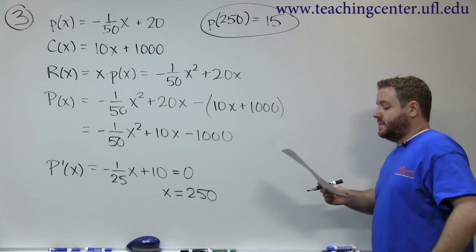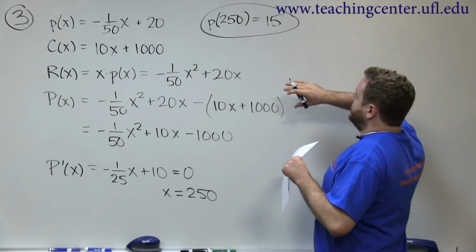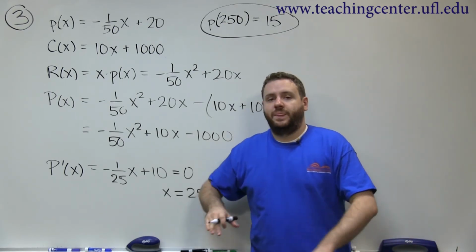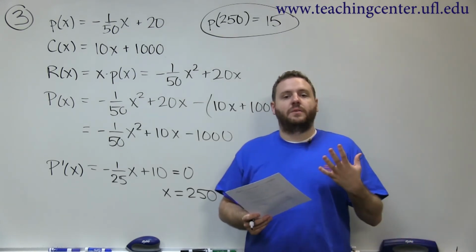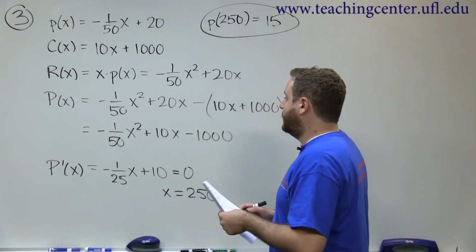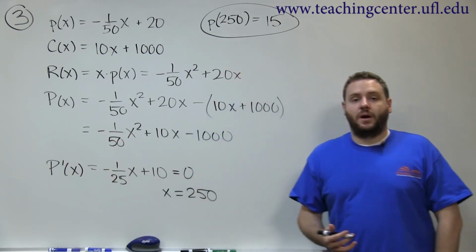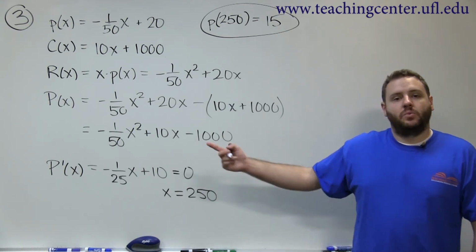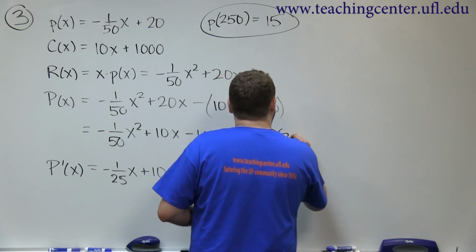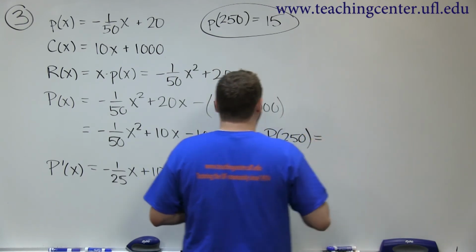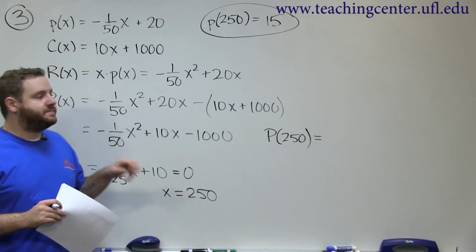So part C says, what is the maximum profit in a day? We figured out that if x is 250, that's how we maximize our profit. But part C is saying, how much profit do we actually make when we do that? And that is just plugging it back into our actual profit function. We're saying, what is our profit when x is 250? We just plug 250 right into here. So for that part, we do capital P of 250, because remember, that's in terms of x, and x is 250.